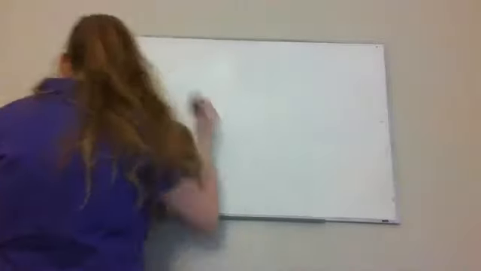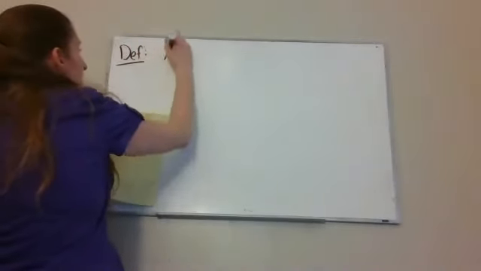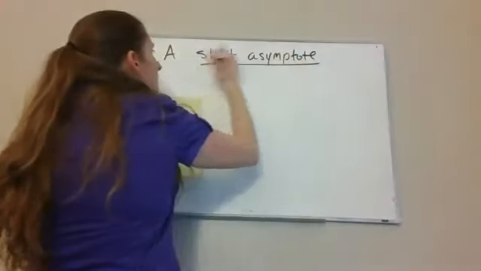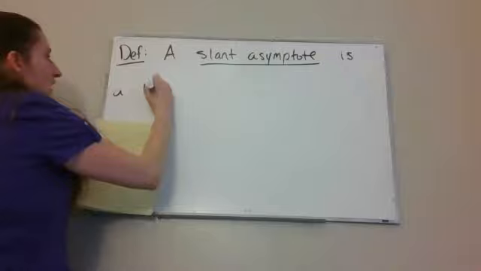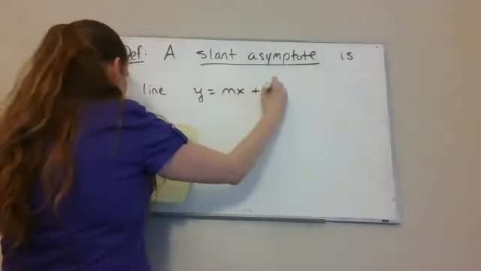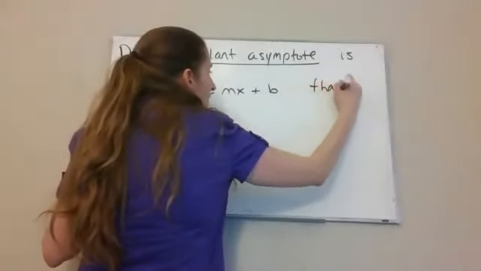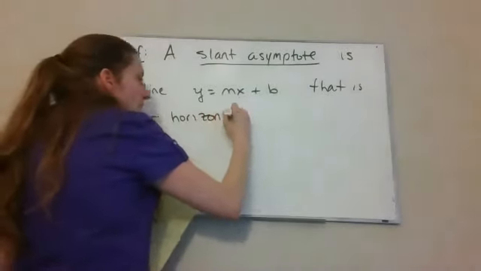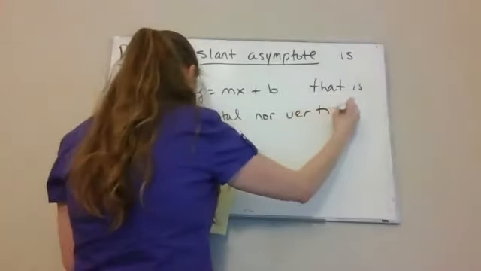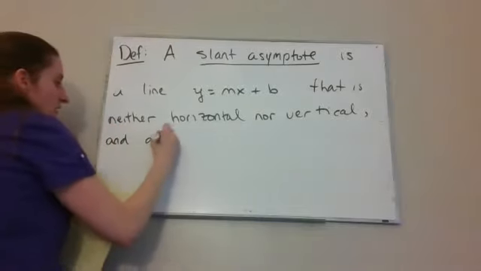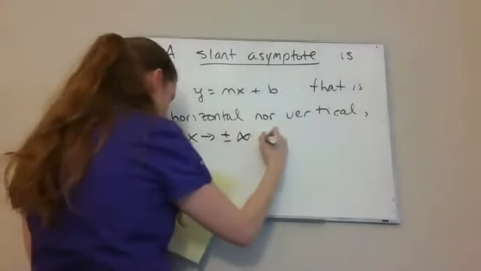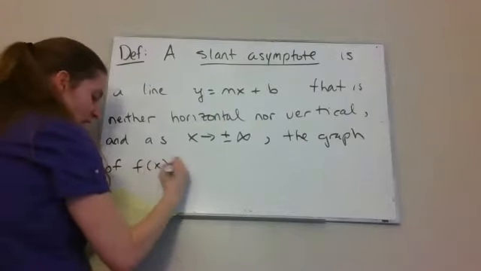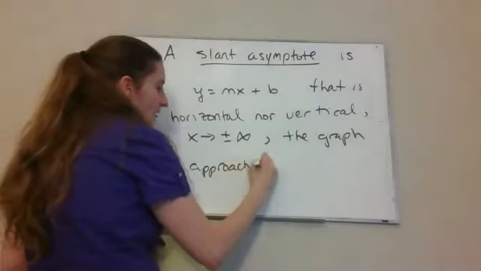So our definition: a slant asymptote is a line y equals mx plus b that is neither horizontal nor vertical, and as x approaches plus or minus infinity, the graph of f of x approaches this line.